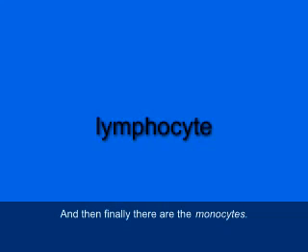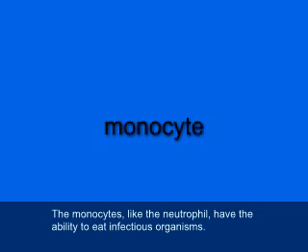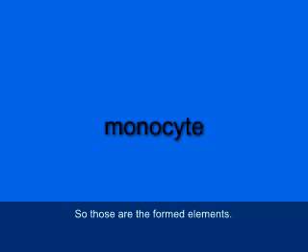And then finally, there are the monocytes. And the monocytes, like the neutrophil, have the ability to eat infectious organisms. So those are the formed elements.